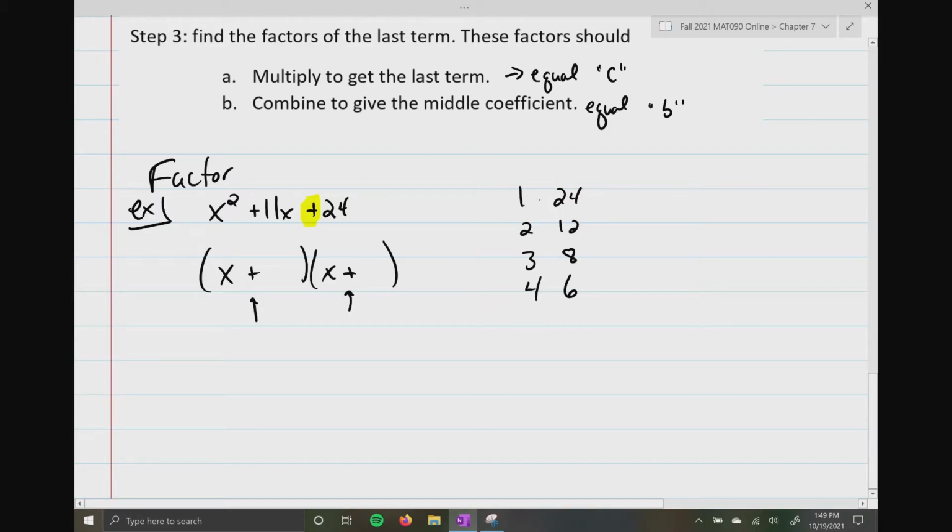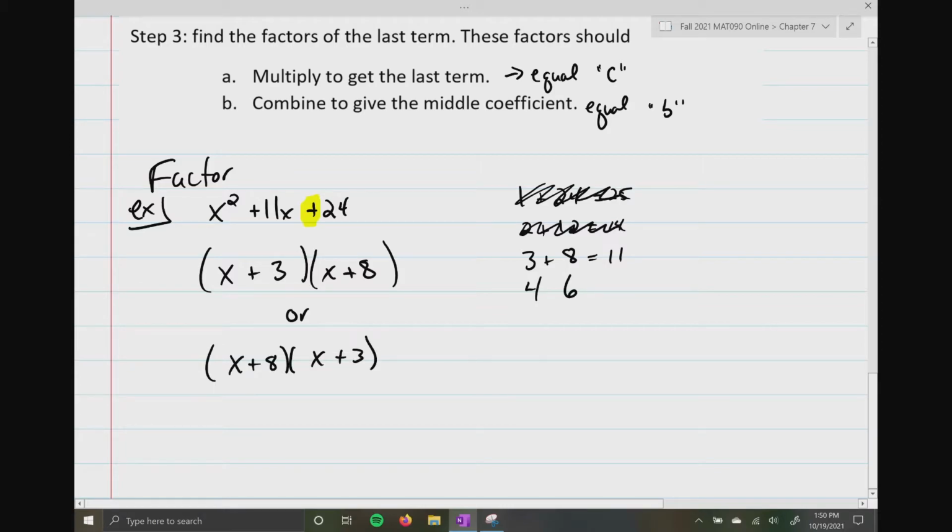So 1 plus 24 equals 25. That doesn't work. 2 plus 12, well, that equals 14. That doesn't work. 3 plus 8, well, that equals positive 11, and that works. Therefore, my answer is going to be x plus 3 times x plus 8. Or, if you wanted to, you can switch them if you want, because both signs of the 3 and the 8 are still both positive. Okay? So now what I want to do is show you one where we have negative signs. Okay?